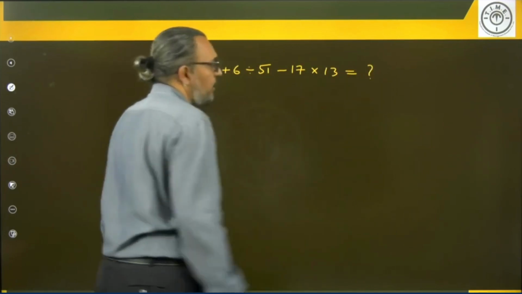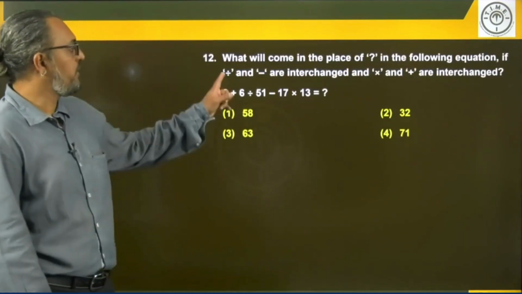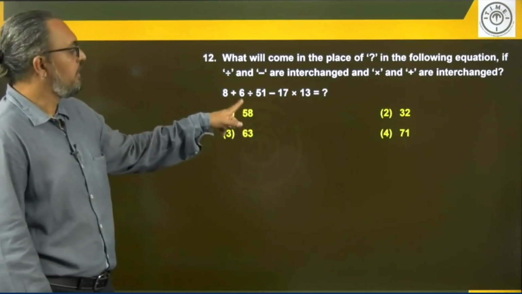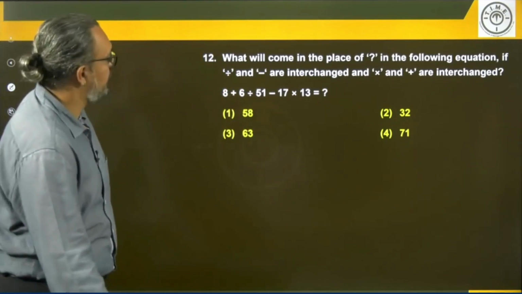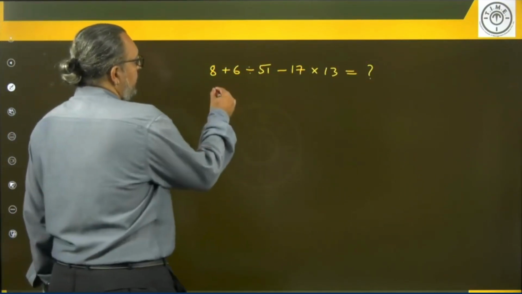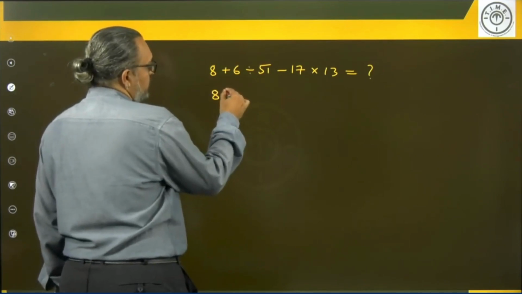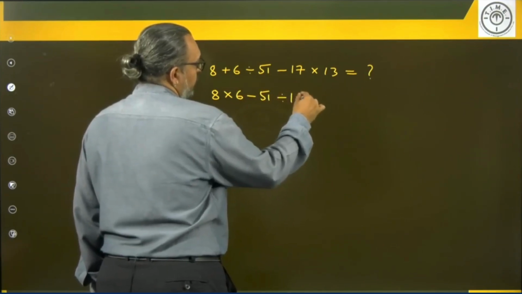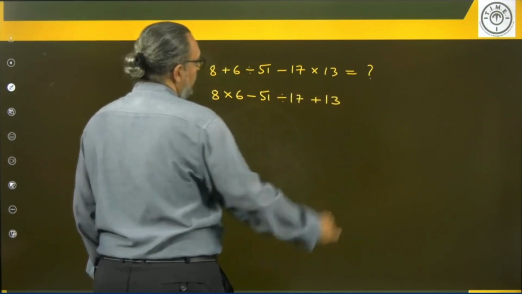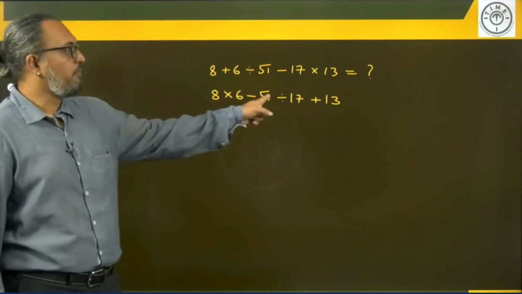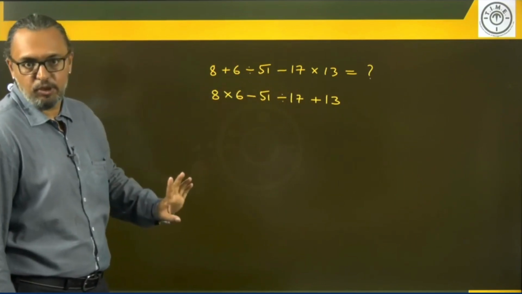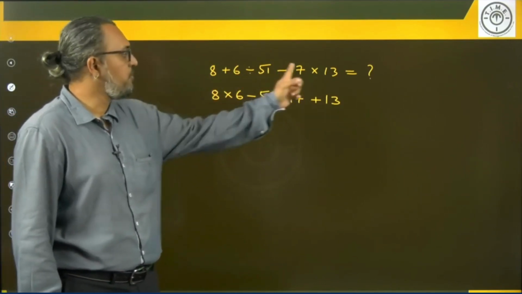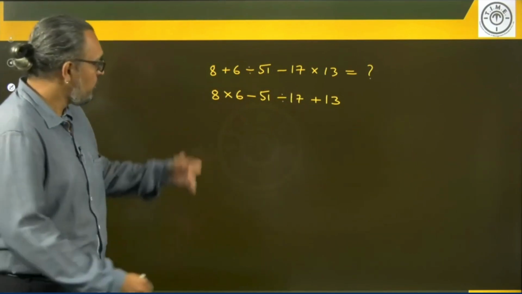Now we need to replace the operators: divide with subtract, into with plus. So wherever division is there, you put subtraction, and wherever subtraction is there, you put division, and then plus will be into, into will be plus. Now this is my actual.